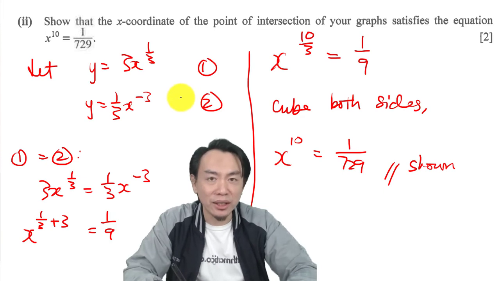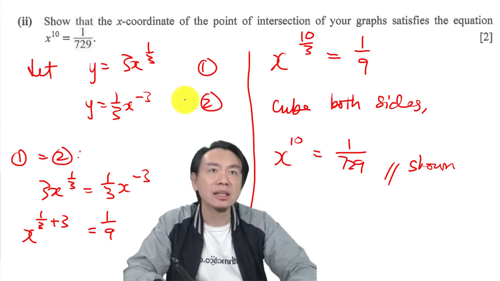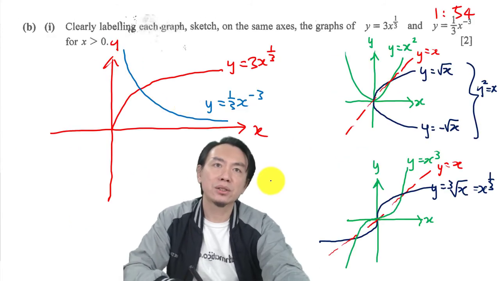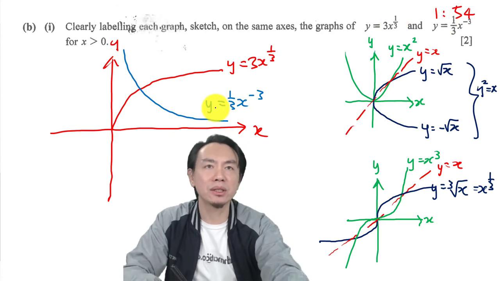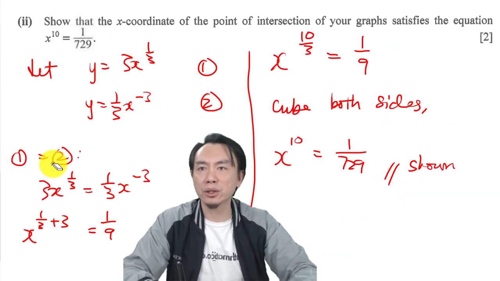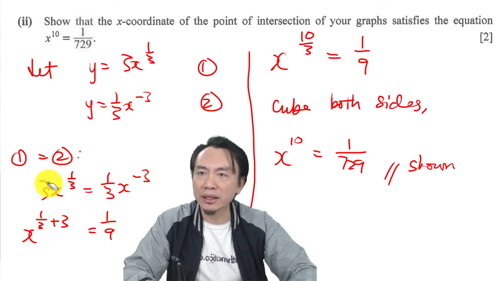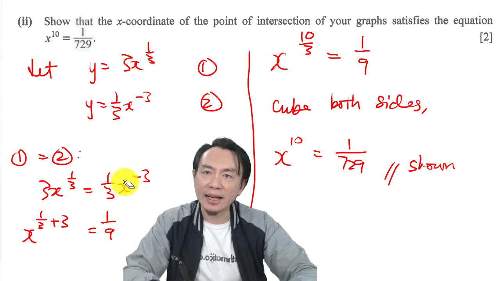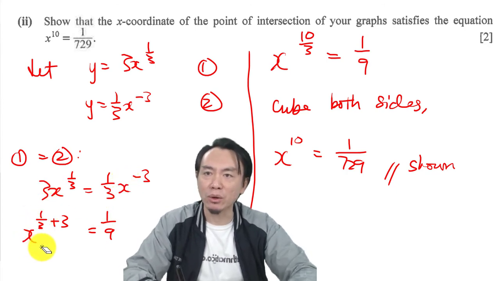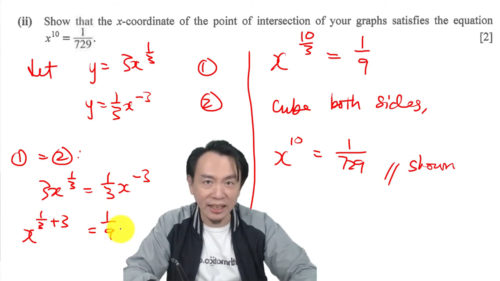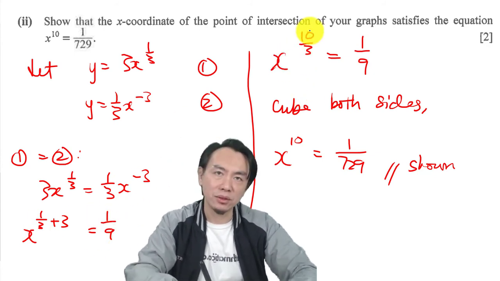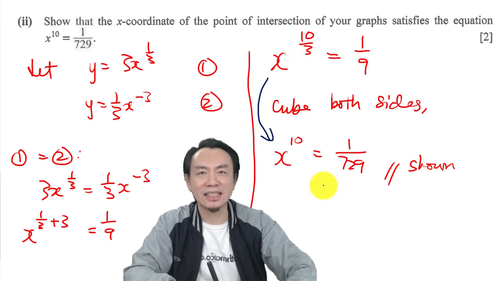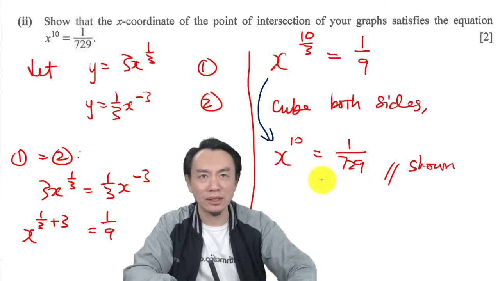Part 2: show that the x-coordinate of the point of intersection of your graphs satisfies the equation x to the power of 10 equals 1 over 729. Yeah, so basically we solve simultaneously between these two. So equation 1, equation 2, equate and we get this. I bring the 3 across to the other side. It's a divide, so you get 1 over 9. x to the power of negative 3, cross multiply, you get x to the power of 1/3 plus 3 equals 1 over 9. So, if you change it to improper fraction, you get 10 over 3. Basically, from here, we just cube both sides. Then you get x to the power of 10 equals 1 over 729.